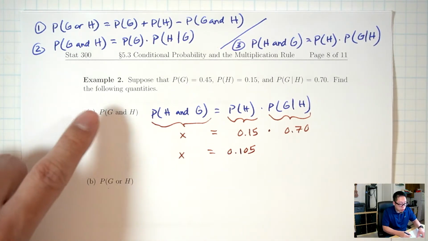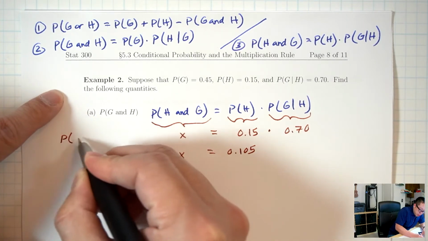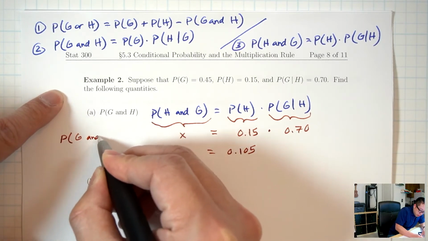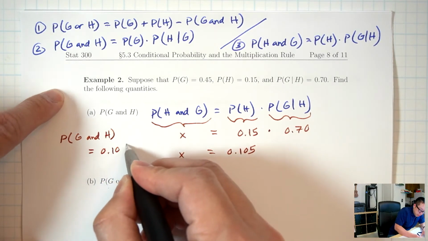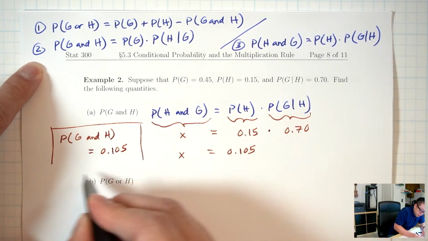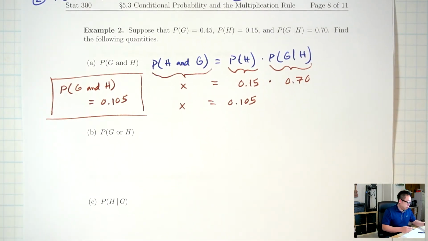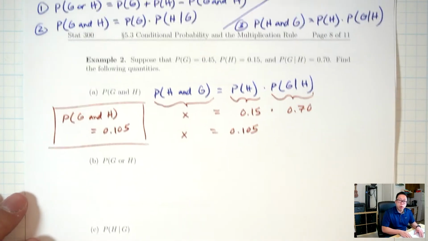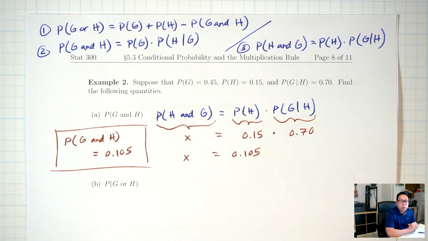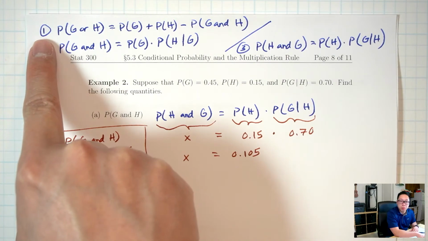Okay, so what we just found was probability of G and H is 0.105. Part B, probability of G or H. So which equation is going to be useful? There's only one that has an or in it. It's equation 1. Right? So there you have no choice but to use equation 1.